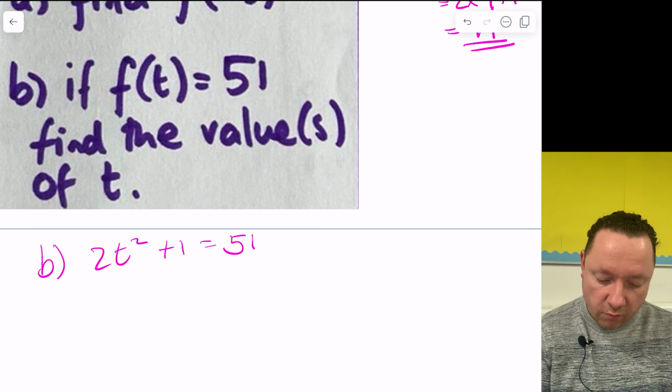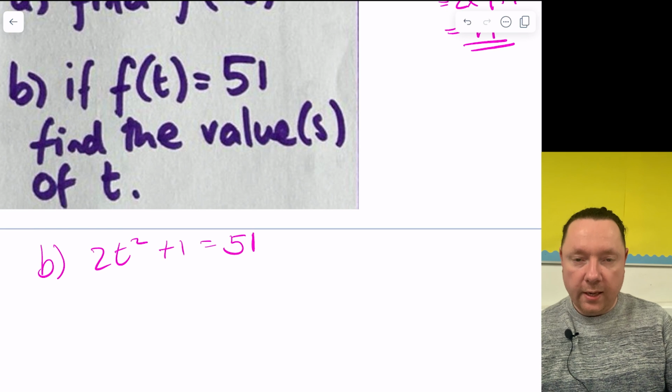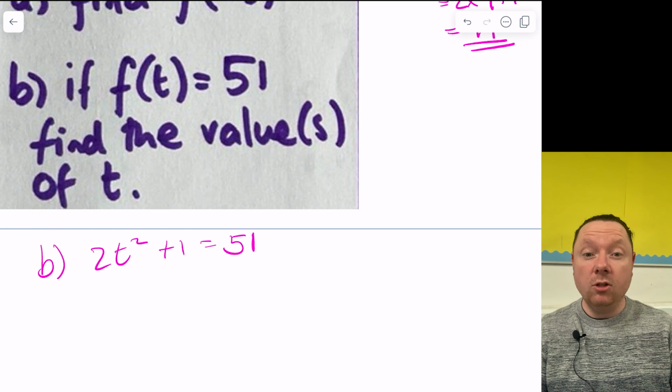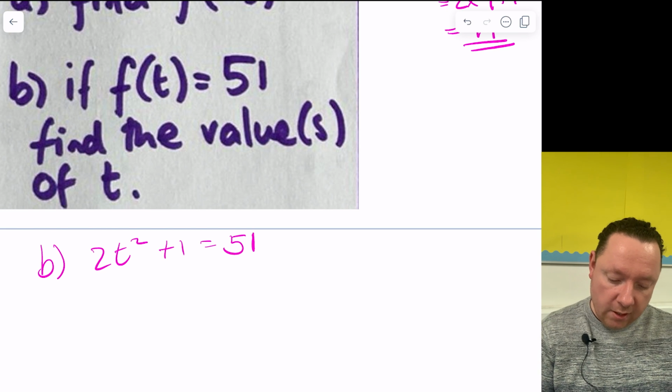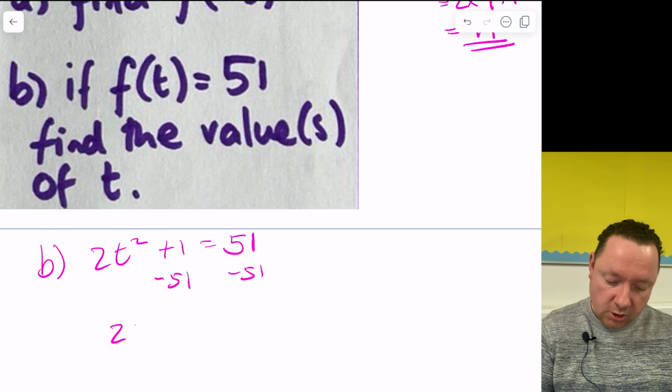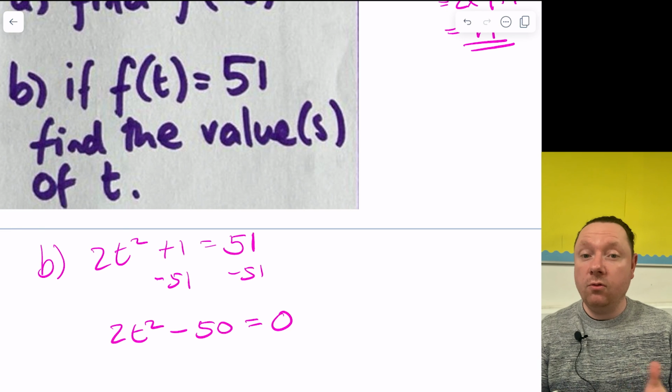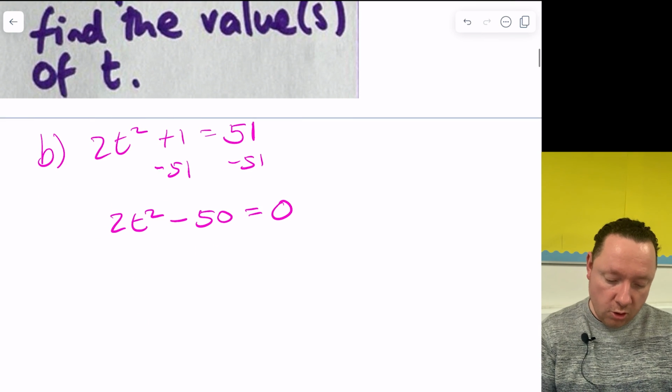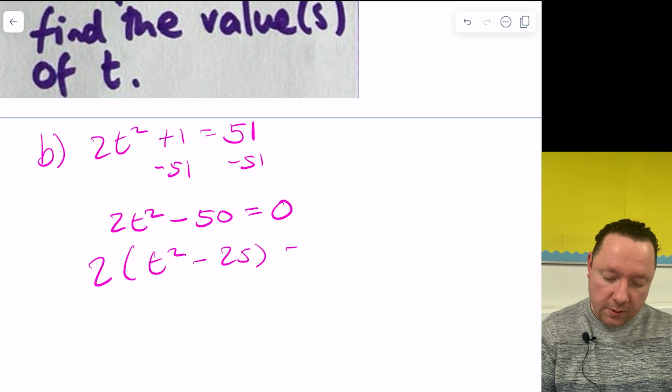Now there's lots of ways to solve this, but most people are taught that when it's a squared, you need to make it equal to 0. So I'll just do it that way for everyone. I'll take away 51 from both sides, and that gives me 2t squared minus 50 equals 0. And we need to solve that, so try and factorise it. Common factor 2, so we get t squared minus 25 equals 0.